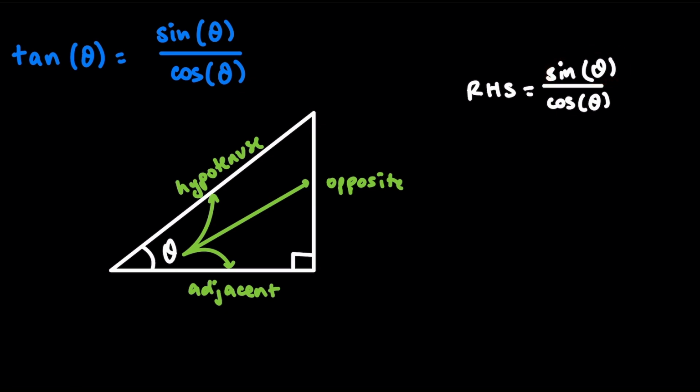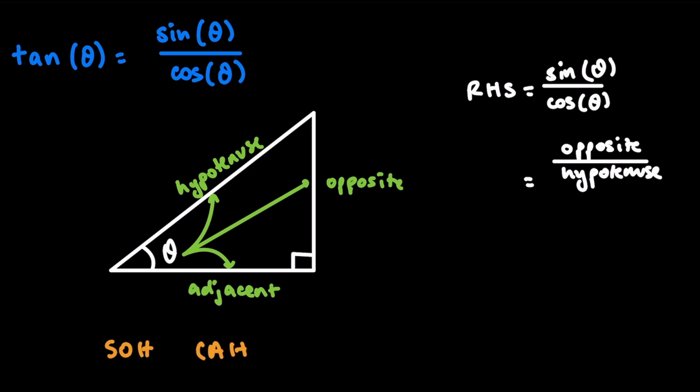Well, another way of writing the sine of theta is simply the opposite divided by the hypotenuse. So I'm going to write that on the numerator, the opposite divided by the hypotenuse. And another way of writing the cosine of theta, which is here, is simply the adjacent side divided by the hypotenuse. And for those of you wondering how I got that, it's SOH CAH TOA. So sine is the opposite over hypotenuse, cosine is the adjacent over hypotenuse, and tangent is the opposite over adjacent.